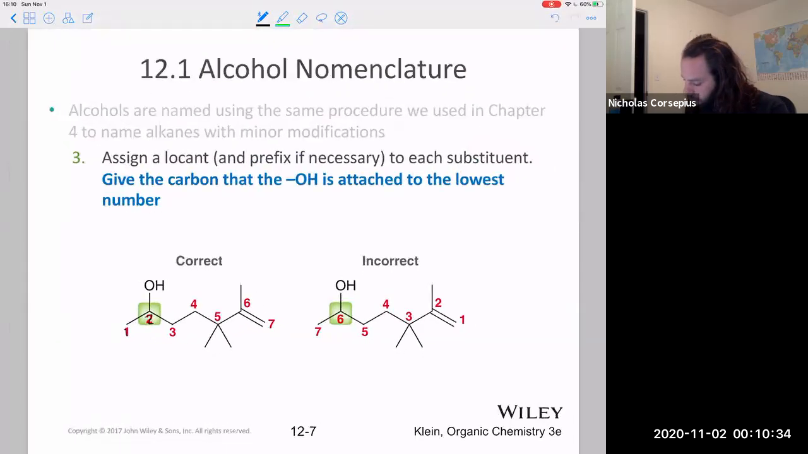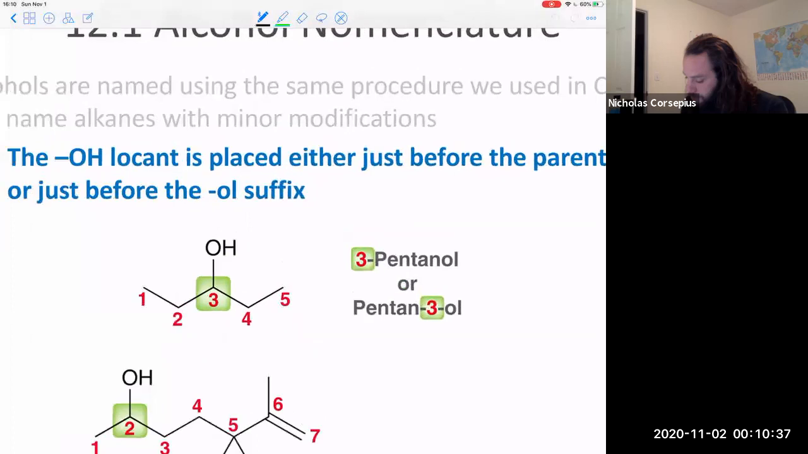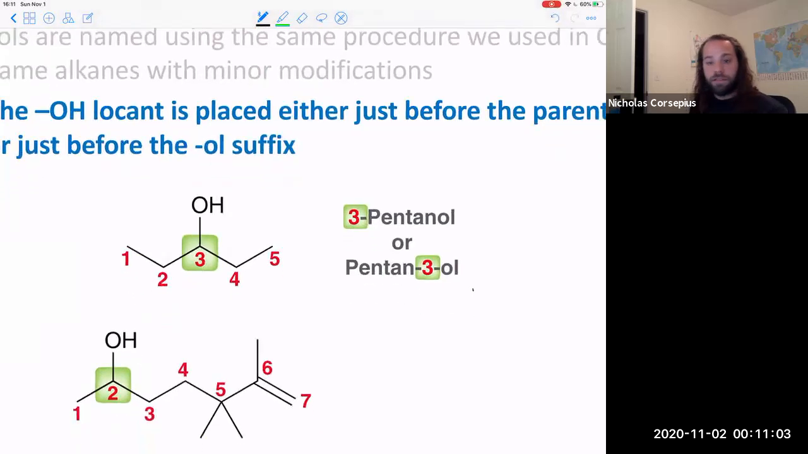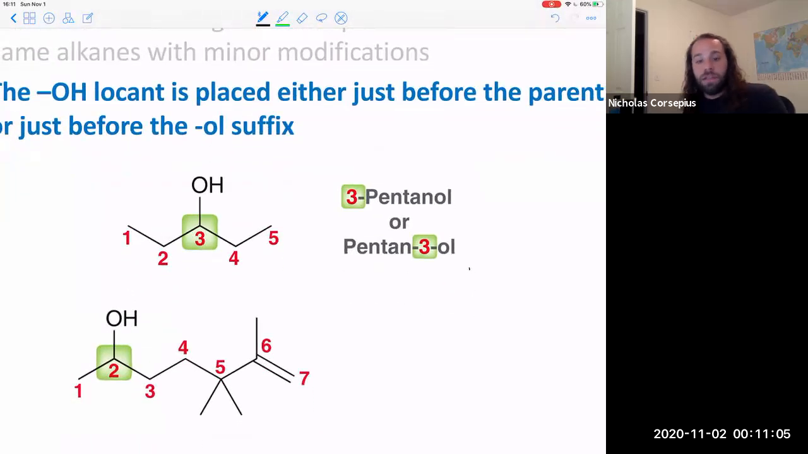Okay, and then just like we saw before, you've got to indicate the position of that functional group using these numbers. So in this case, this is a pentanol, or a pentane main chain, 5-carbon main chain, and the alcohol group is at position 3. So you can either write this as 3-pentanol or pentan-3-ol. Okay, and again, it seems kind of weird as to why we would have these two equivalent ways of naming things. But now we're going to see an example where this second one is actually really important.